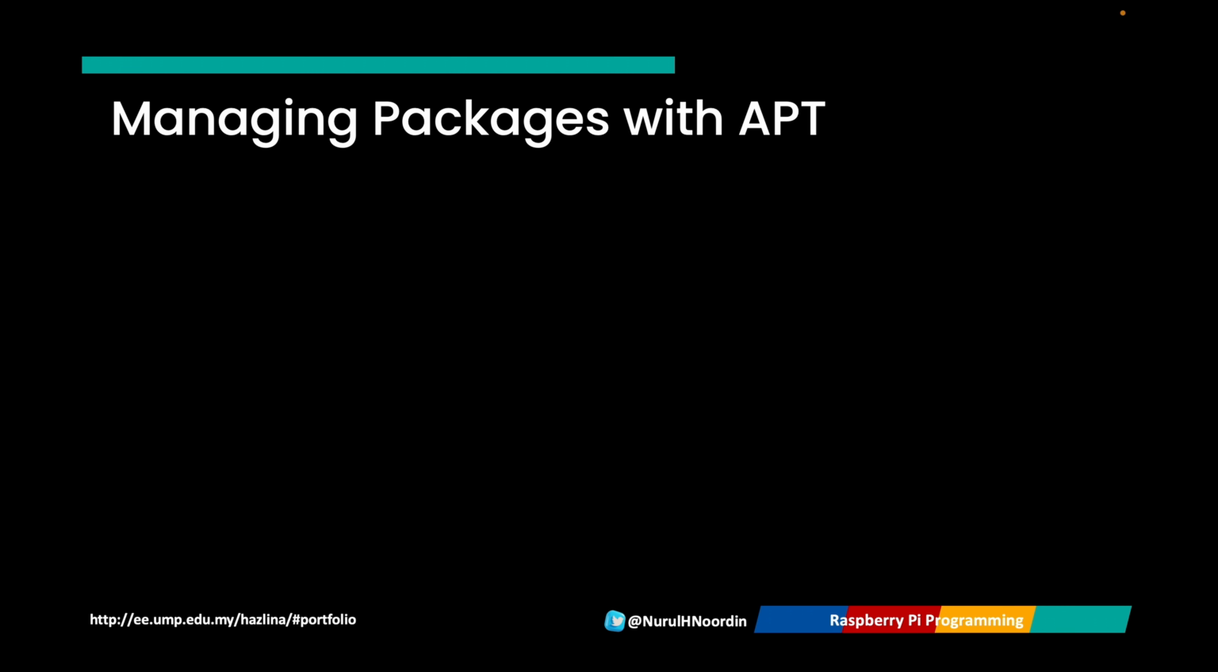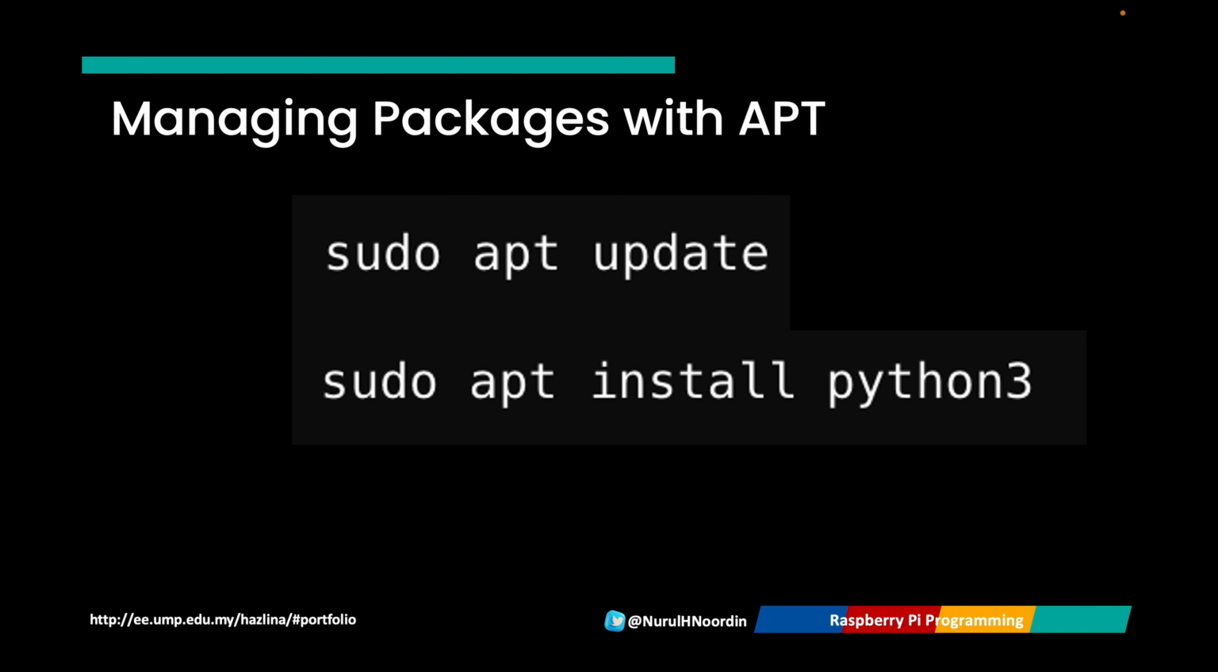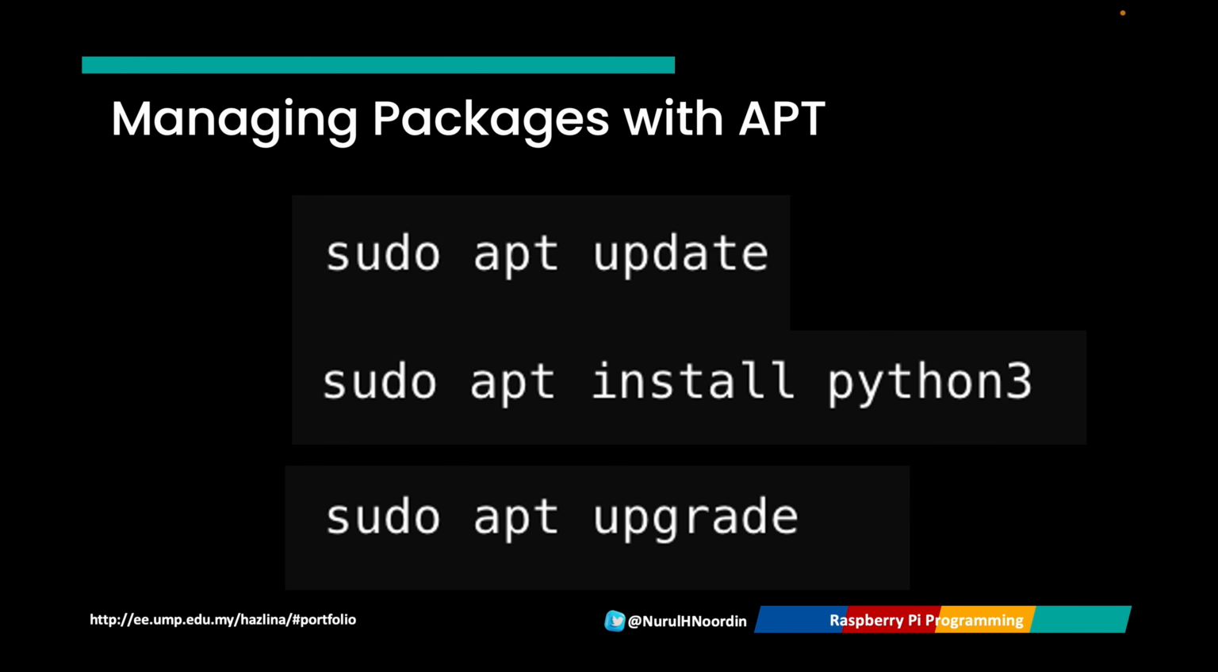Next, let's have a look into how to manage packages with APT. Note that this is not apartment. APT stands for Advanced Package Tool. APT is the package management system to install, update, and remove software. To update the package list, use superuser-do, sudo apt update. To install a new package such as Python, type sudo apt install python3. And to upgrade, type in sudo apt upgrade.